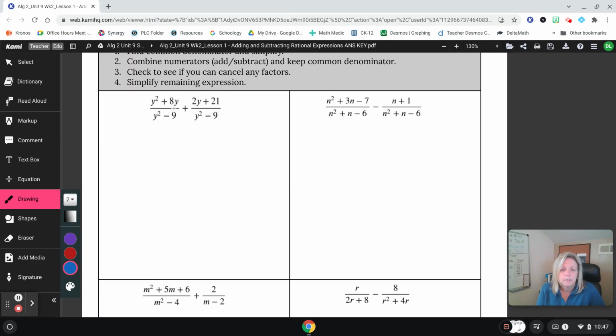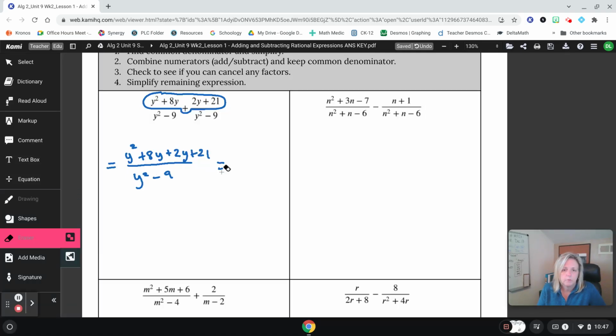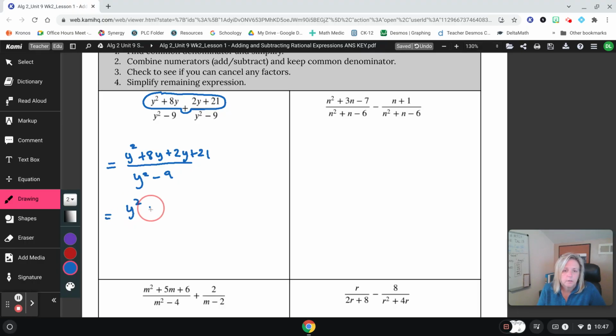In this first one, you can see that we have our common denominator. And so I'm going to go ahead and just copy that down here. y squared minus 9 is in both of them. And then we can combine our numerators. So we have y squared plus 8y plus 2y plus 21. So now we can combine like terms. I think I'm actually going to move that down here. Let's go ahead and combine our like terms. So we have y squared plus 10y plus 21 divided by y squared minus 9.